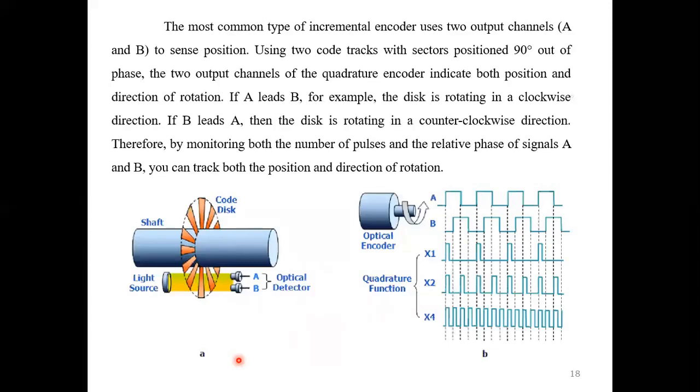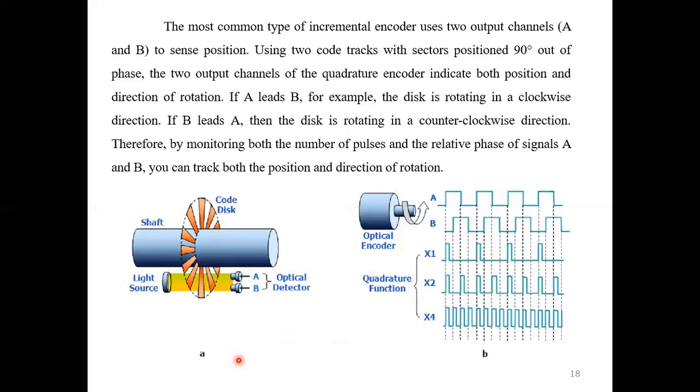That is the example. The most common type of incremental encoder uses two output channels and senses the position using two code tracks which are 90 degrees out of phase. The two output channels of the quadrature encoder indicate both position and direction of the rotation. Okay, it will define the direction and the rotation.